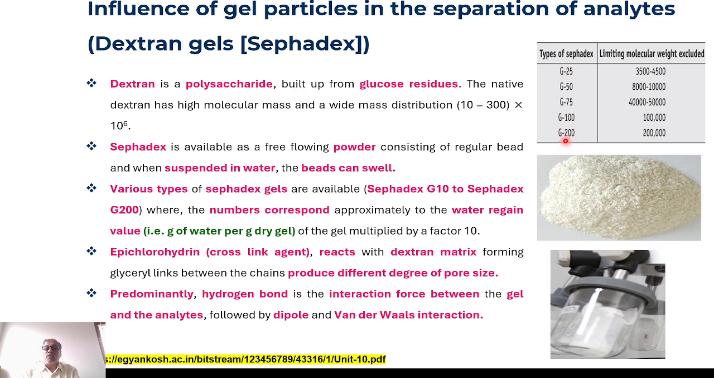Whereas G200 is the larger pore size gel, where it allows molecules up to 200 kilodalton. So you should have the finest idea about your molecule of interest. You should know the molecular weight of your molecule of interest. Then only you can select the type of gel which you want. So what is actually Sephadex? Sephadex is nothing but dextran based gels. Dextran is a polysaccharide primarily made up of glucose residues.